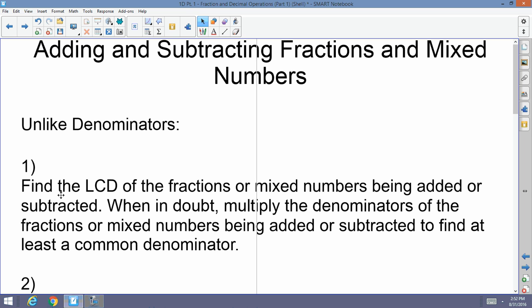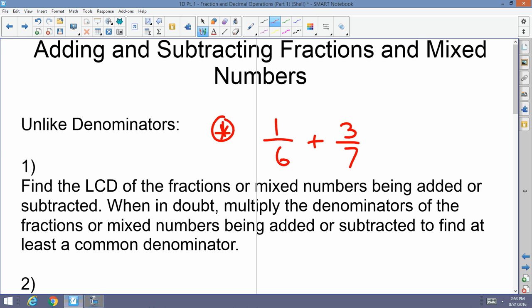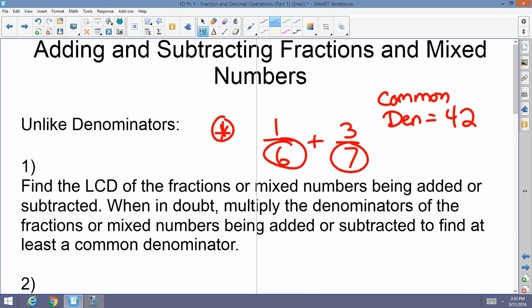When in doubt, multiply the denominators of the fractions or mixed numbers being added or subtracted to find at least a common denominator. Let me explain that real quick, okay? If I had, let's say, 1/6 plus 3/7, and you can't figure out the LCD, please don't stress. Worst case scenario, 6 times 7 is 42. So it's not your LCD maybe, but you do know that you will have a common denominator, in this case, equal to 42.